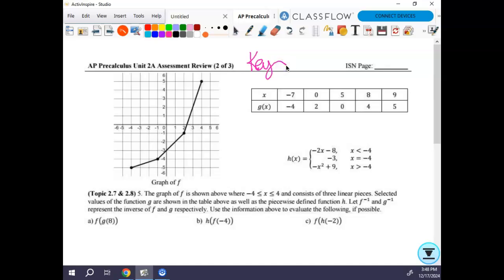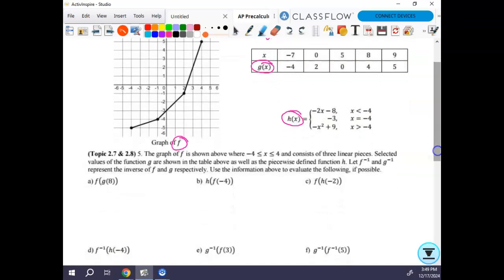So the graph of f is shown above, so we want to make sure we're paying attention to what we're looking at here. From -4 to 4, it consists of 3 linear pieces. We've got selected values of g in the table, and piecewise h. Let f inverse and g inverse represent the inverse of f and g respectively. Use the information to evaluate the following if possible. Remember, this whole "if possible" is important there.